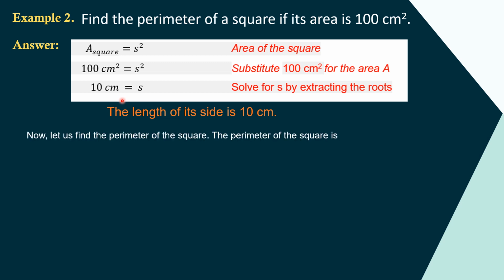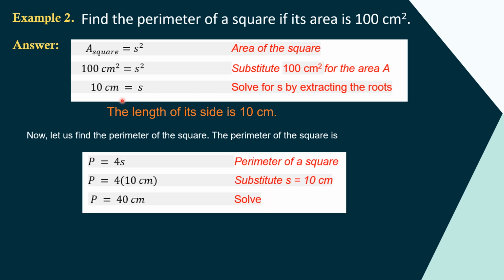Now, we need to find the perimeter of the square. Remember, the perimeter of the square is given as P equals 4S. So since S is 10 centimeters, we need to substitute S equals 10 centimeters. Doing that, we'll have 4 times 10 centimeters, and therefore, P equals 40 centimeters. Therefore, the perimeter of the square is 40 centimeters.